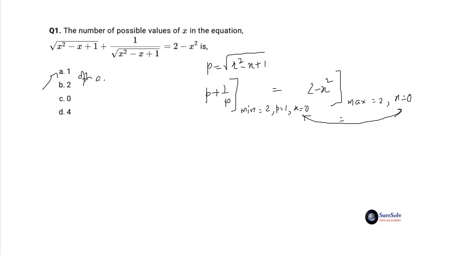Let's explain briefly how p plus 1 by p gets its minimum value of 2 with positive p. You have the sum of inverses as p plus 1 by p equal to p square plus 1 divided by p. When p greater than or equal to 1, p square in the numerator will increase much faster than p in the denominator, starting from the value of p equal to 1 when minimum value of expression is 2.